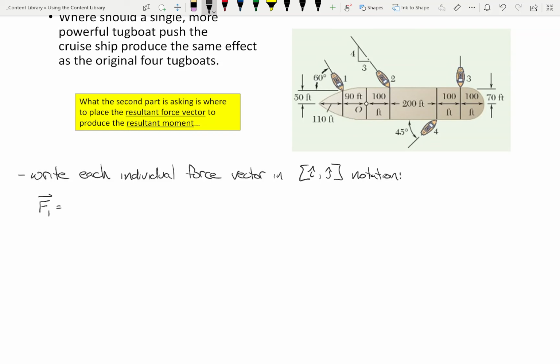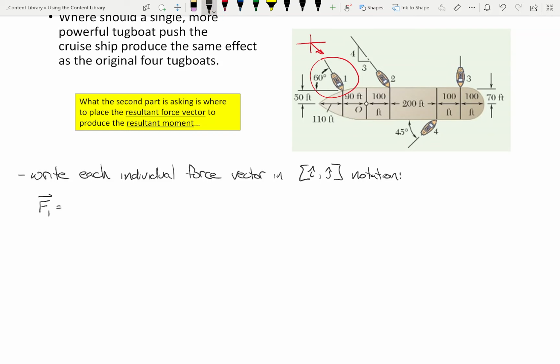Let's go back a ways. F1, remind me, what's the magnitude of that force? 5,000 pounds or 5 kips, right? Is the X component going to be positive or negative? Here's F1, right? If this was my coordinate system, F1 is going to be pushing like that. So the X component is positive. The Y component is negative.